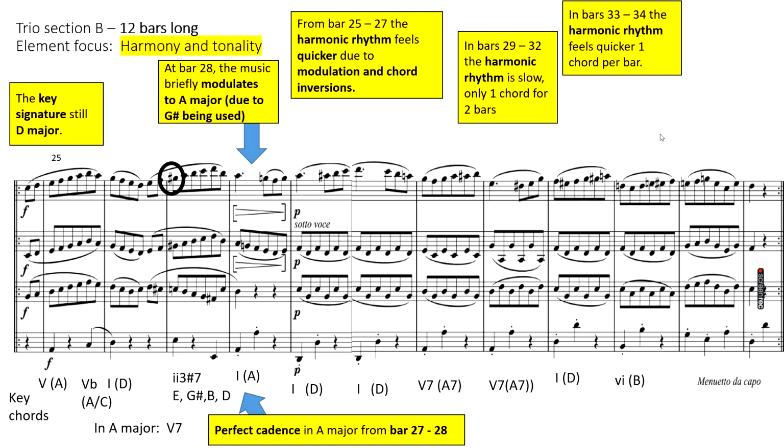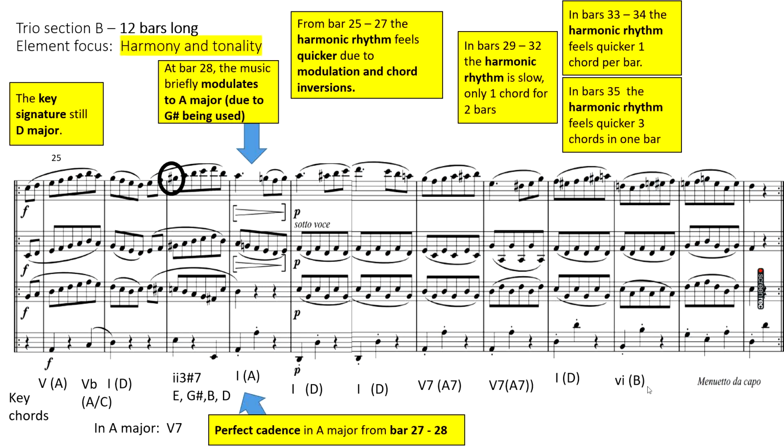When we come to bars 33 and 34, it starts to feel a bit quicker, because we have a D chord here, followed by a B chord. So now, instead of doing 1 chord every 2 bars, he's now doing 1 chord every bar. So we have a D chord, and then we have a B chord here. And remember, B is minor. When it's a little Roman numeral, it is minor.